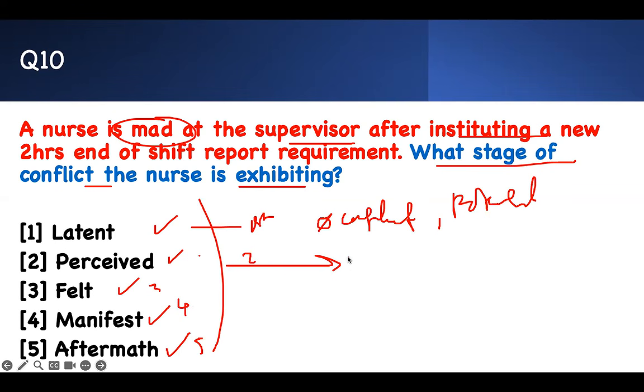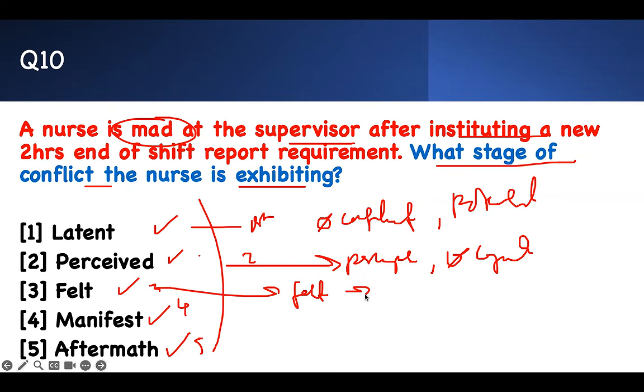Perceived is when one person perceives the conflict, but there is no conflict. There is no conflict actually, but one person is perceiving that there is a conflict that already exists, but there's no conflict. Number 3, felt.